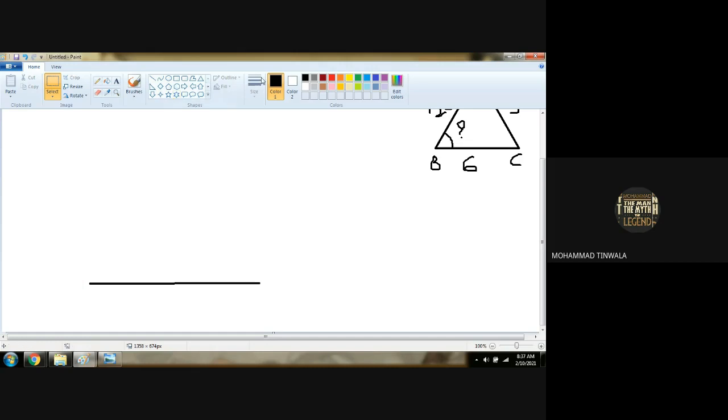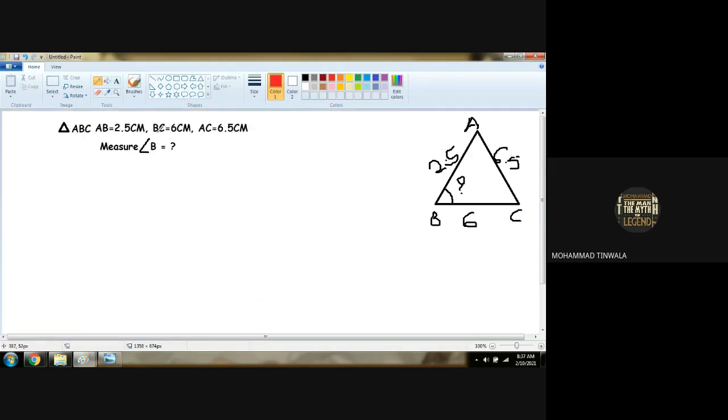Have you all understood this? Yes. Your voice is cutting. What about other girls? Are you all getting my voice properly? Yes, sir. Thank you. B and C, 6 centimeter. So first criteria fulfilled, B and C 6 centimeter.